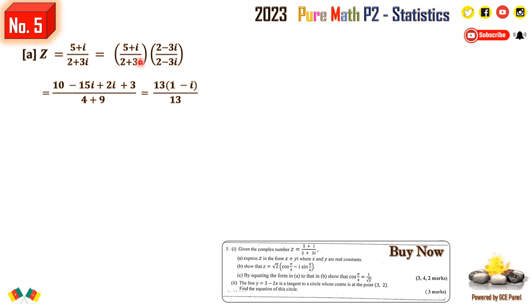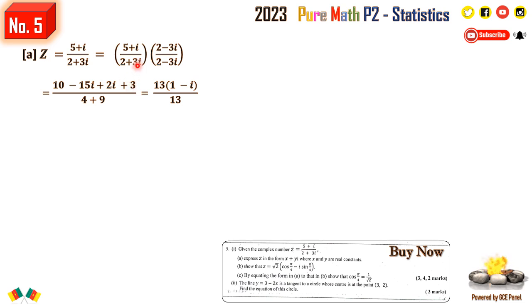So for the numerator, we're going to have 5 times 2, 10. 5 times minus 3i, minus 15i. i times 2, plus 2i. And i times minus 3i. i times i is minus 1. Minus 1 times minus 3 is plus 3. So we have plus 3 at the end here.